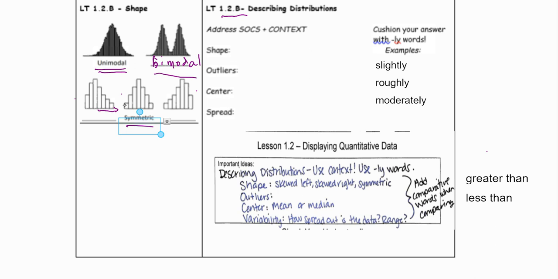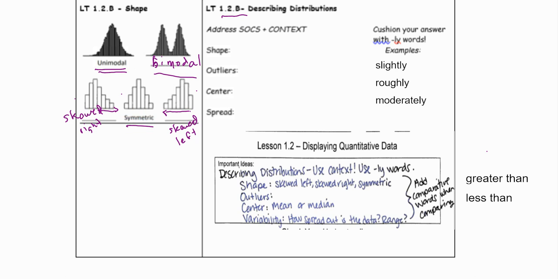If the tail is to the right, we would say it's skewed to the right. That means we have very large numeric values to the right. This one is also skewed, and if you see this right here, it appears we have a tail to the left, so we would say this is skewed to the left, and that's what we have there.